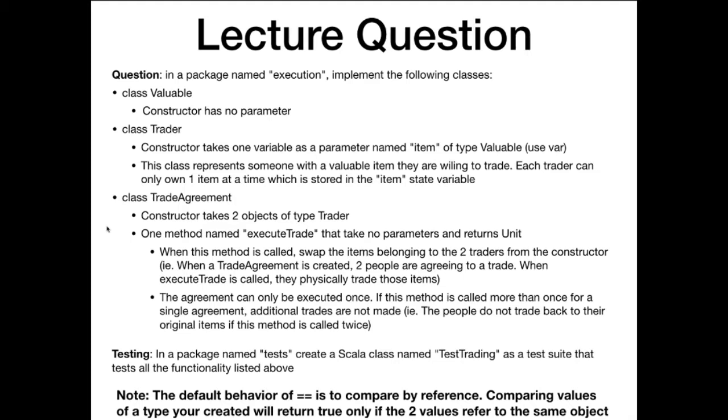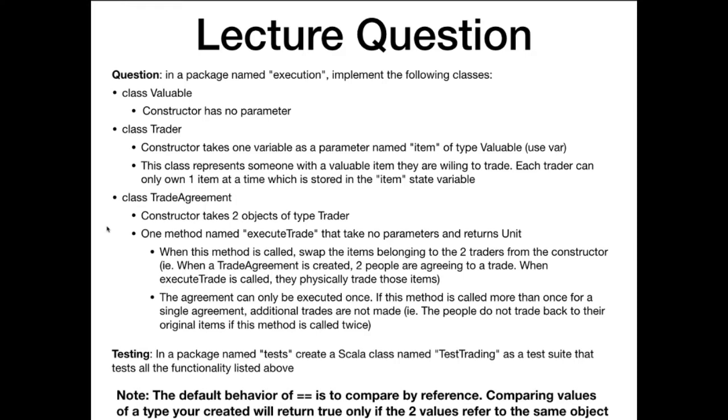It's over. Call the method again, nothing should happen. So a little extra functionality there. And then the unit tests to test this. Create some valuables, create some traders, create trade agreements, execute the trades, and make sure that the traders have the correct valuables at the end of those trades.